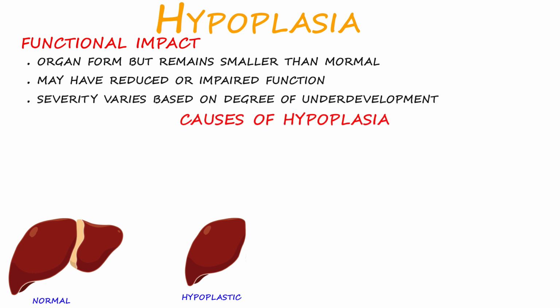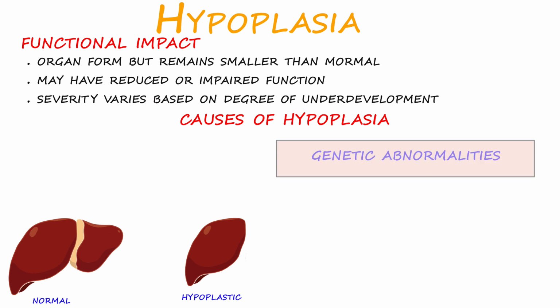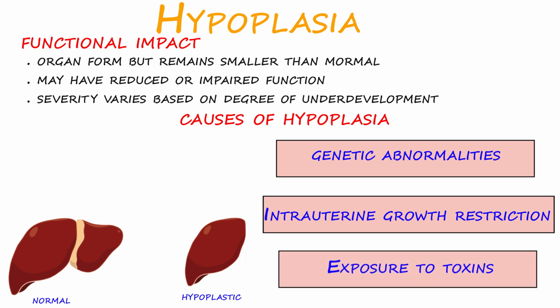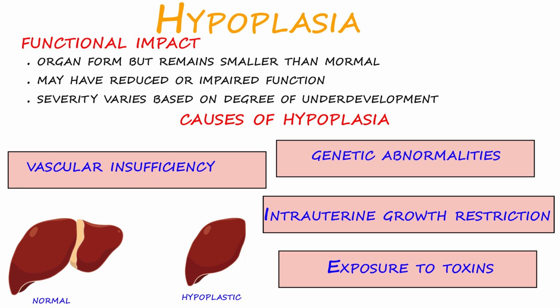Hypoplasia can result from several factors. These include genetic abnormalities, which can affect normal organ development. Intrauterine growth restriction occurs when a fetus doesn't receive adequate nutrition or oxygen during pregnancy, limiting development. Exposure to toxins such as alcohol, certain medications, or environmental chemicals during critical developmental periods can disrupt normal growth. Finally, vascular insufficiency, where blood supply to developing tissues is compromised, can lead to hypoplastic organs.